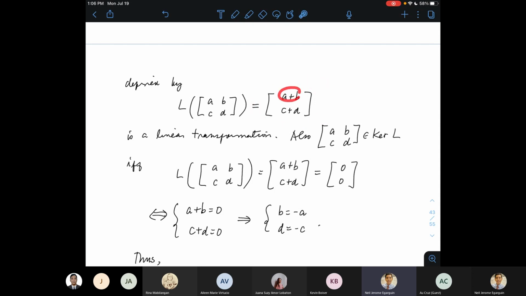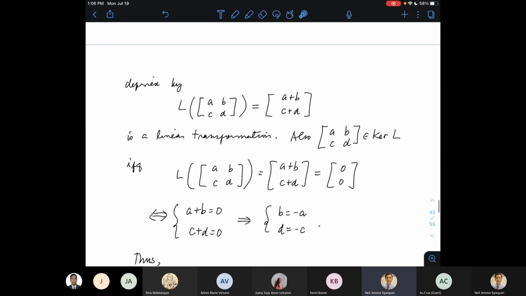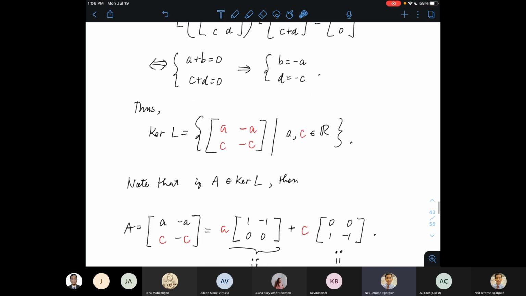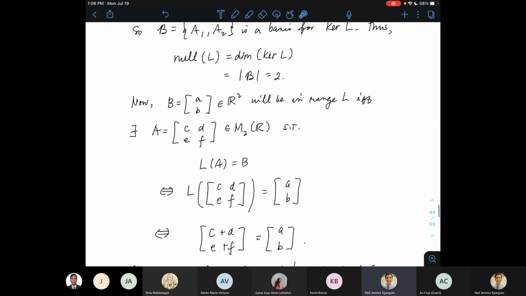Kasi kung meron akong real number x, y, okay, si x, kaya ko siyang i-break down into an a plus b, right? I can do that for any real number. I can write x as a plus b. I can also write y, any real number y, in the form c plus d. Okay, pwede ko siyang i-split into 2. So it seems that any element of R squared can be written as a pre-image of a matrix coming from the domain. Okay, and let's prove that.